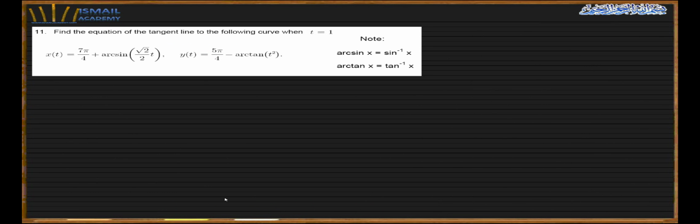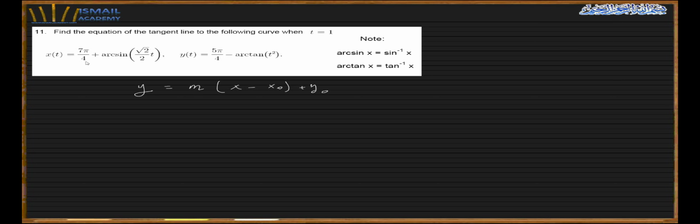In this question, they ask me to find the equation of the tangent line of this parametric function at t equal 1. So this is what I use most of the time. When it comes to the tangent line, I always use this formula: y equals the slope times x minus x0, plus y0. I just need to get that information and I'm done with the tangent line.